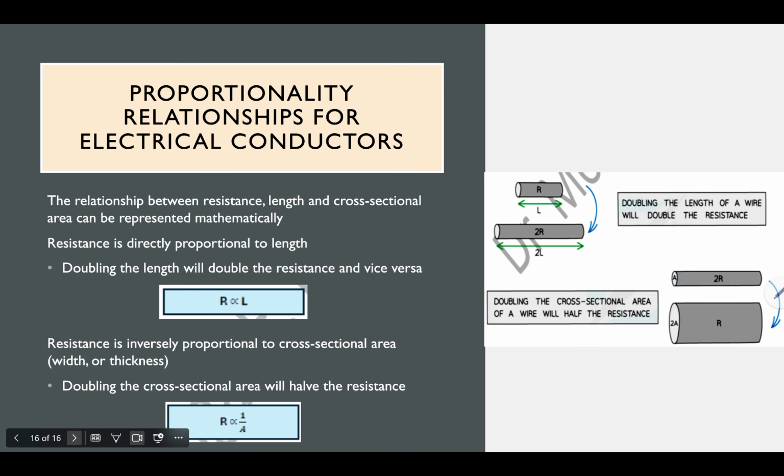Finally, the relationship between resistance, length, and cross-sectional area can be represented mathematically as well. Doubling the length will double the resistance and vice versa. Doubling the cross-sectional area will halve the resistance and vice versa.